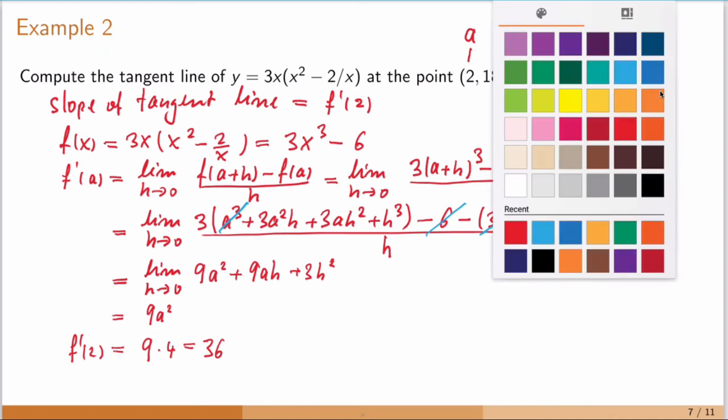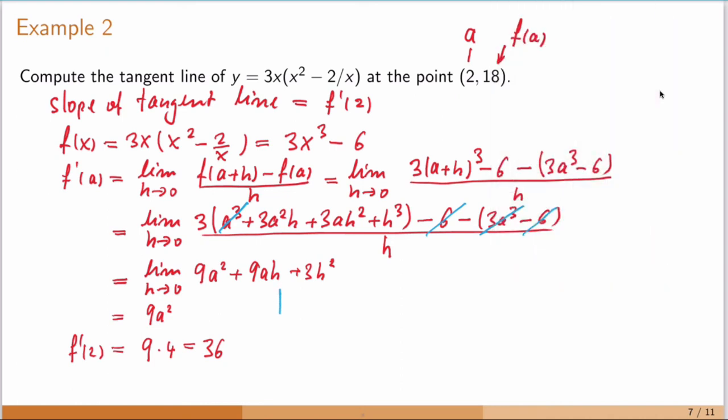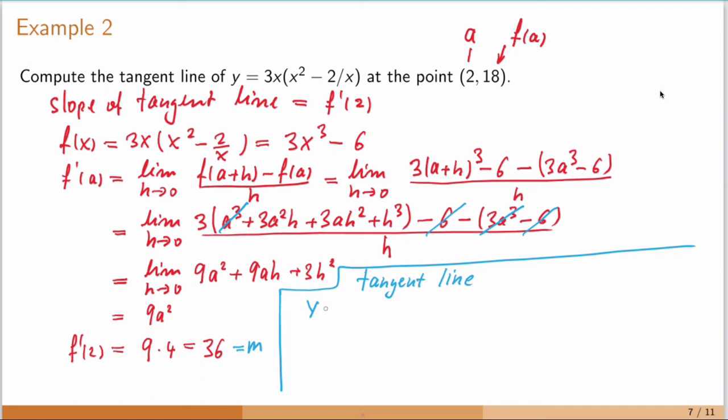Okay, so now it only remains to compute the tangent line properly. So now we have the slope, which is 36, so maybe call this m for our purpose. And we have a point (2, 18) where the line goes through, so we can use the slope-point form for the tangent line. So then we have y minus 18 equals m times x minus 2, okay? And then sub in m, so then we have y minus 18 equals 36 times x minus 2.